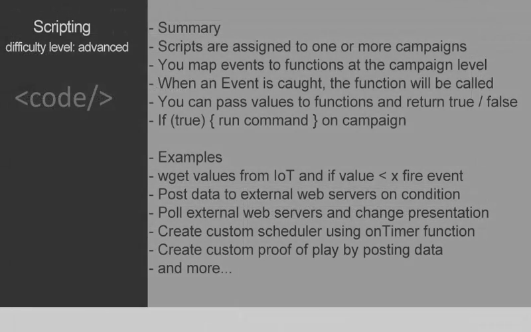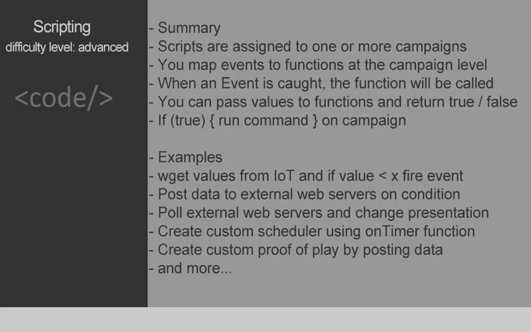So let's go ahead and summarize really quick what you've learned and give you a few examples. Scripts are assigned to one or more campaigns, and you map the events to functions at the campaign level. When an event is caught, the function will be called just as I showed you. You can pass values to functions and return true or false. If the function returns true, the command will execute.